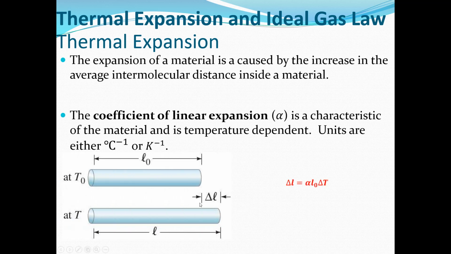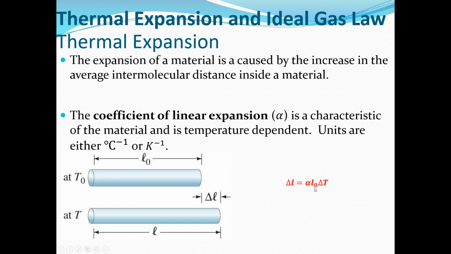All right. So the equation is delta L equals alpha L naught delta T. You have some sort of initial setup. Usually they'll tell you its initial temperature, its initial length, and then a new temperature, and then you're going to have to figure out how much it expands by, or vice versa.